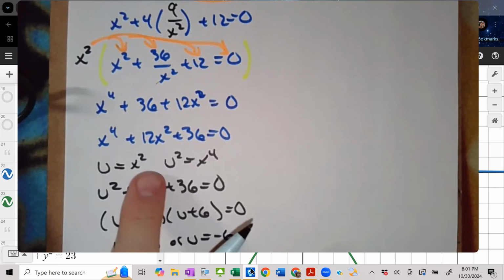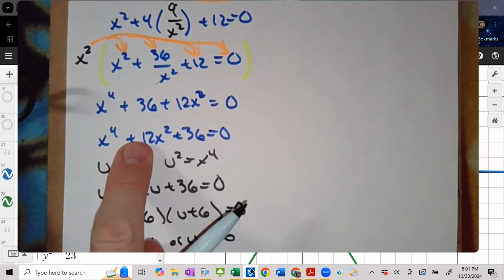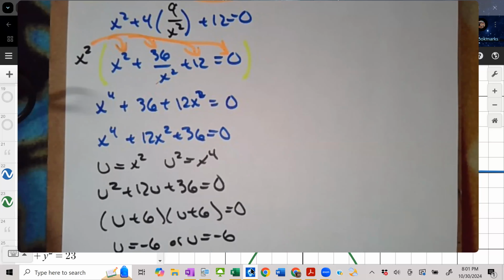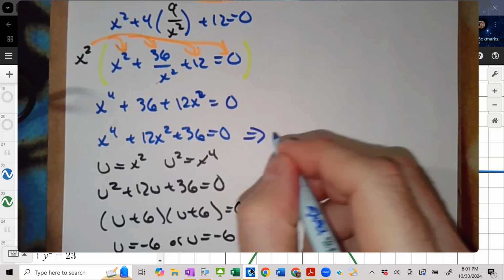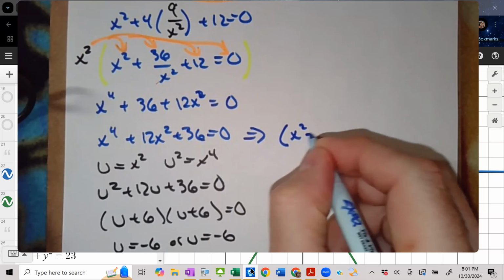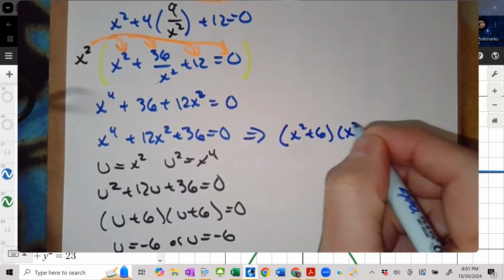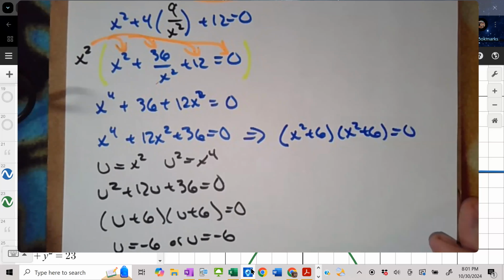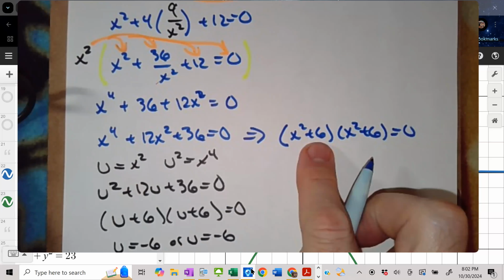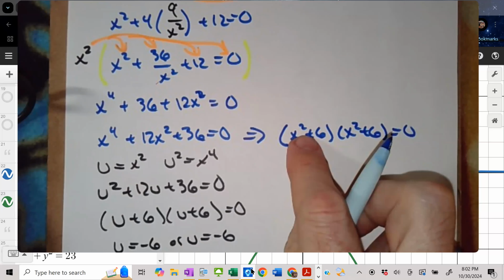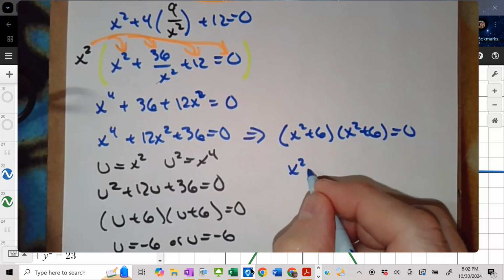Now, this was just kind of a quick crutch here to get around factoring this. Maybe you could look at this and say, oh, well, that's really just x squared plus 6 times x squared plus 6. If you can factor that, that's great. Nothing wrong there. But either way, u is taking the place of x squared, so I get x squared equals -6. Or here, because I'm multiplying these things together, what makes this equal to 0? That's when x squared equals -6.